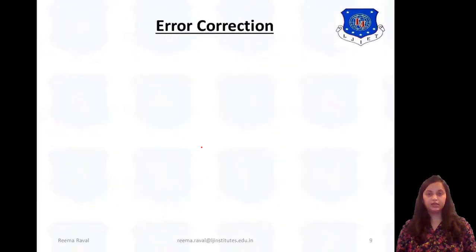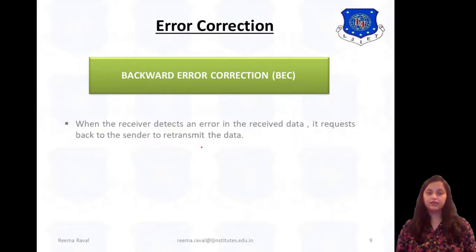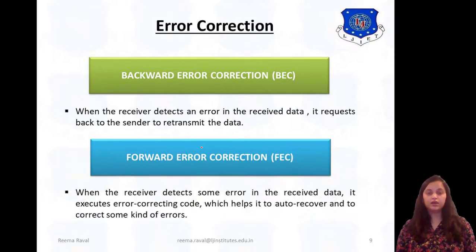Now next is error correction. What we have seen till now was error detection method. Now next is error correction, in which the errors can be identified and they are corrected as well. In that, the first one is BEC, which is called backward error correction, and the second one is FEC, that is forward error correction. Now in backward error correction, when the receiver detects an error in the received data, it requests the sender to retransmit the data. Okay, that is called backward error correction.